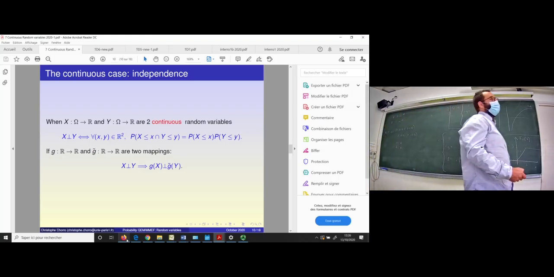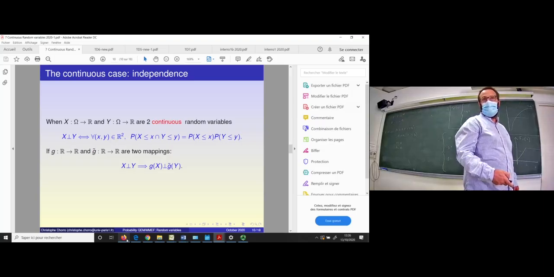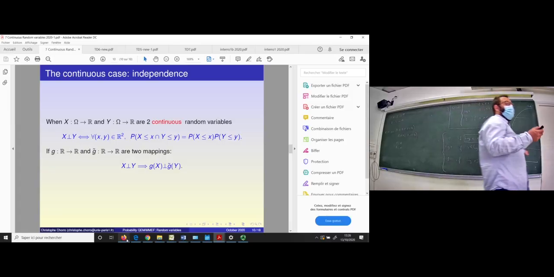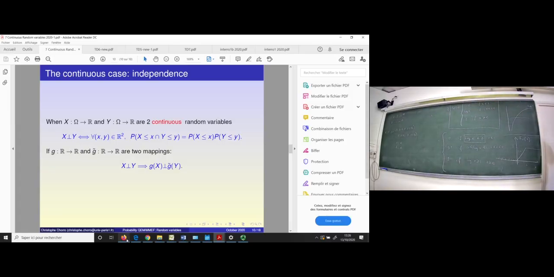That is, if I have x and y that are independent, you take any function of x and any function of y, they will be independent. So for example, x squared and logarithm of y will be independent if they are well defined, and if I suppose that x and y are independent. So there is nothing new. In fact, I don't change, of course, the definition of independence in the continuous case.